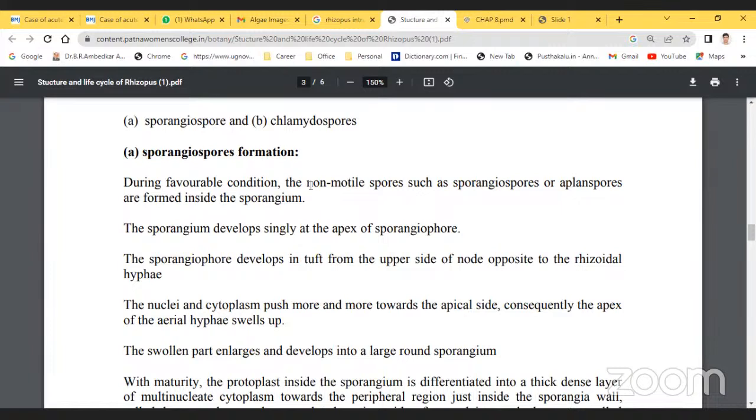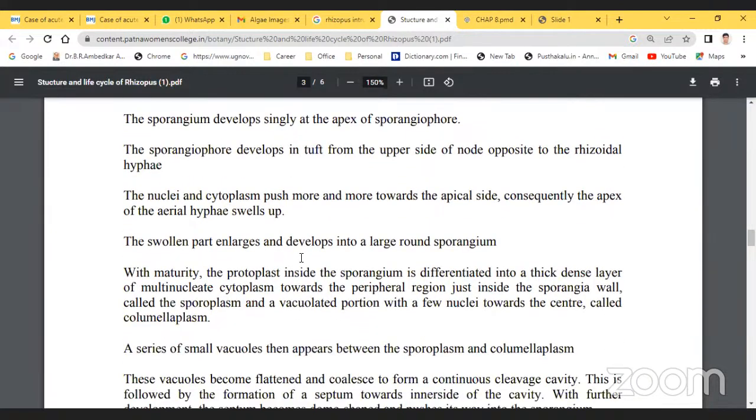The sporangium develops singly at the apex of the sporangiophore. The sporangia develop at the top of long erect sporangiophores. In Mucor previously, the straight upright part is called the sporangiophore. Here too, the sporangium develops at the apex of the sporangiophore. The sporangiophore develops in tufts from the upper side of the node opposite to the rhizoidal hypha. The nuclei and cytoplasm push more and more towards the apical side. Consequently, the apex of the aerial hypha swells, enlarges, and develops into a large round sporangium.